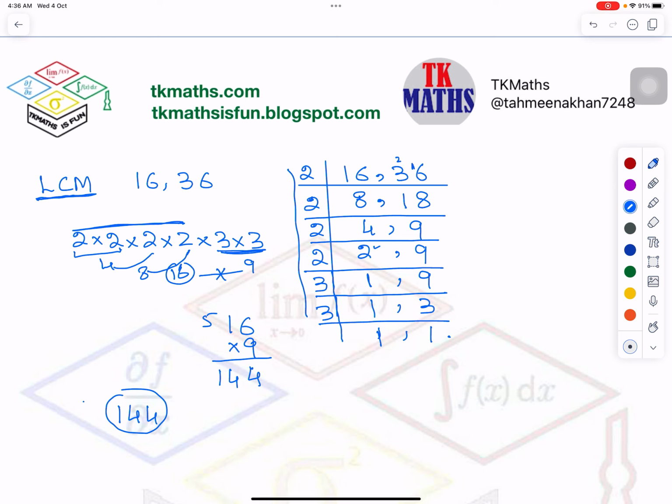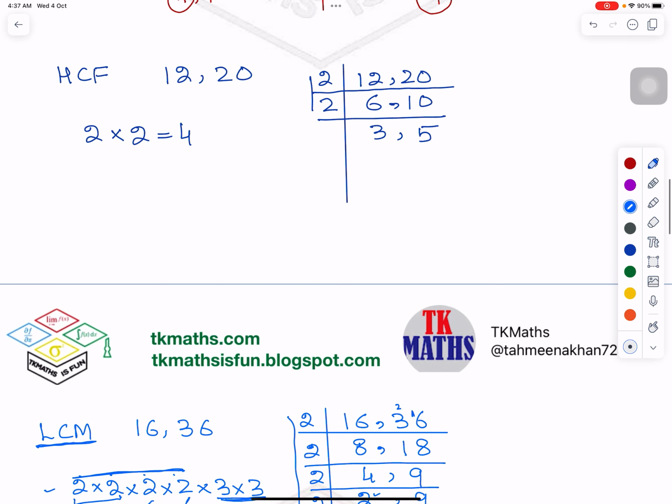And if somebody asks you to write down this LCM in prime index notation, I'm just giving you extra information. Then in index notation, it will be 2 power 4 because there are 1, 2, 3, 4 2s, and 3 power 2. This is the index notation of the LCM of 16 and 36.